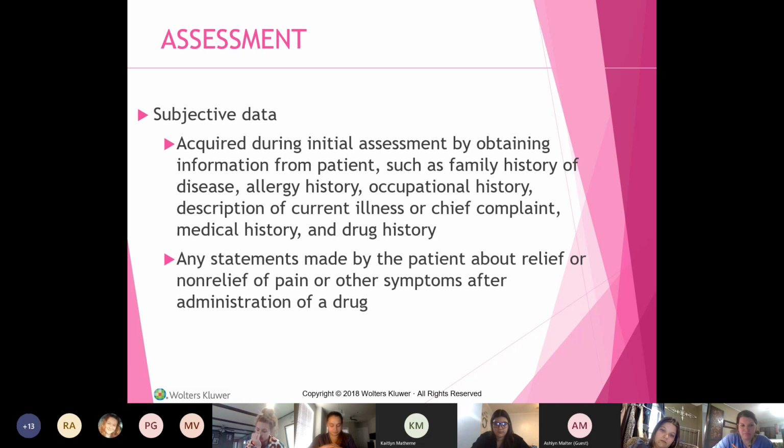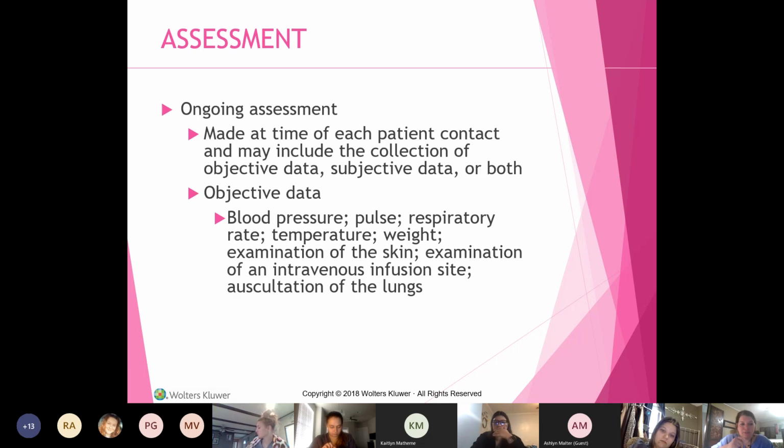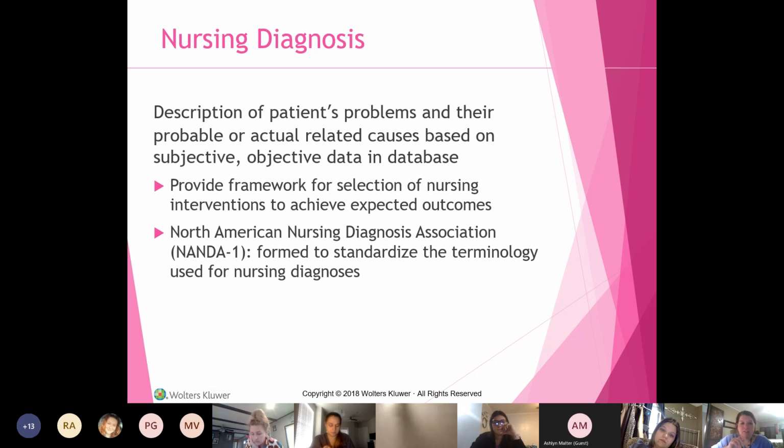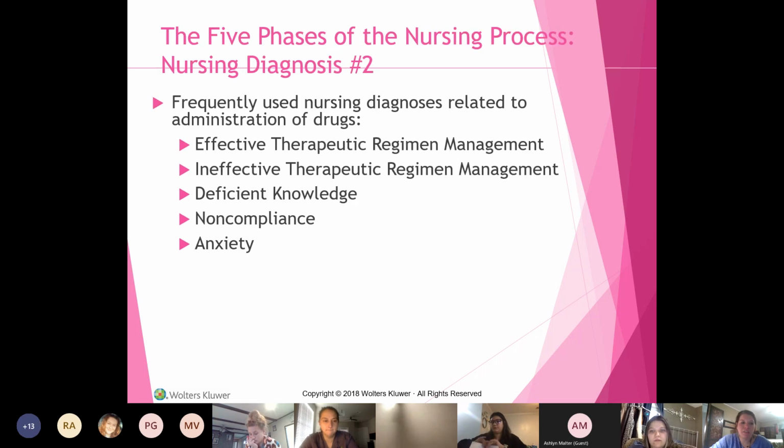So let's see. Ongoing assessment, we said that. Well, I must have gone back because I already talked about that stuff. Okay, nursing diagnosis. Our diagnosis provides a framework for selection of nursing interventions to achieve our expected outcomes. We talked about how they came from that list, NANDA, the North American Nursing Diagnosis Association. Y'all have already pretty much given me a lot of them, but these are the frequently used nursing diagnoses specifically related to the administration of drugs.